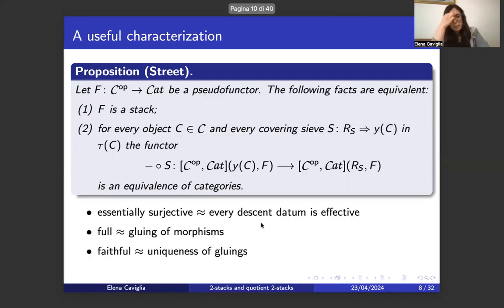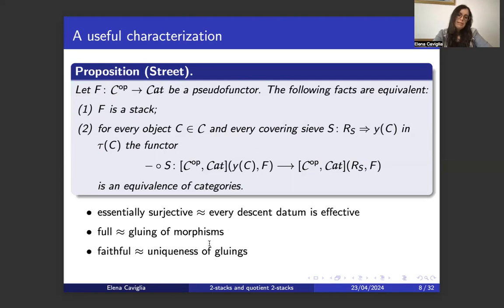And the idea behind this characterization is that the right-hand side of this equivalence is the category of descent data, while the left-hand side of this equivalence is equivalent to F of C by the Yoneda lemma. So we are relating F of C to the category of descent data somehow.